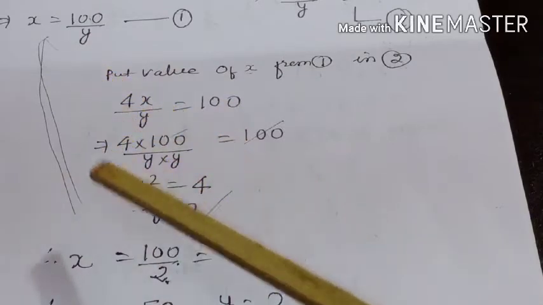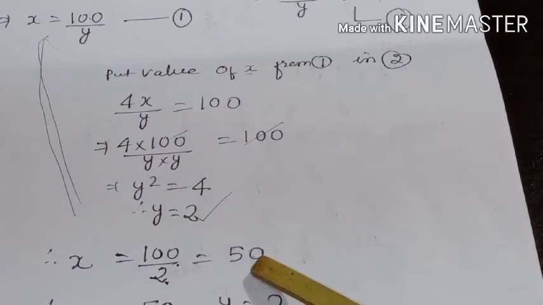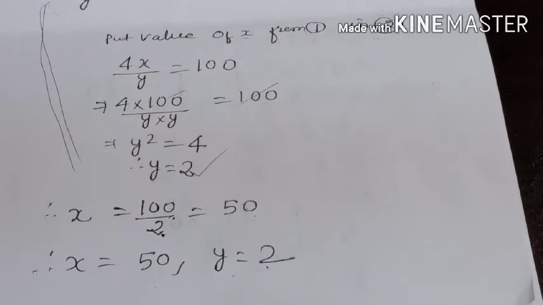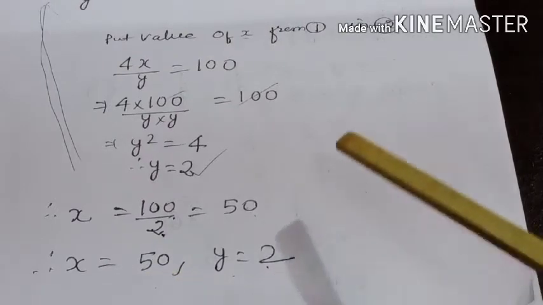To get the value of x, what we'll do? x is equal to 100 by y. So we'll put y is equal to 2. So 100 by 2 will give you 50. So your answer will be x is equal to 50 and y is equal to 2.